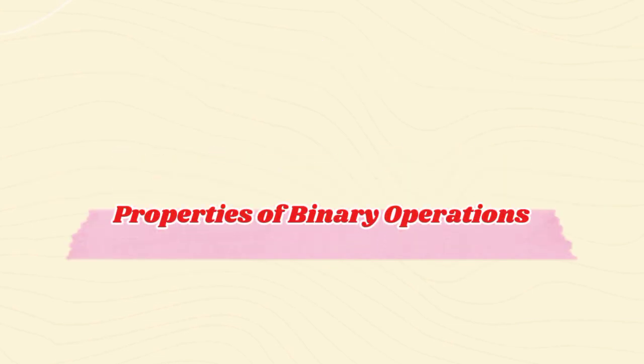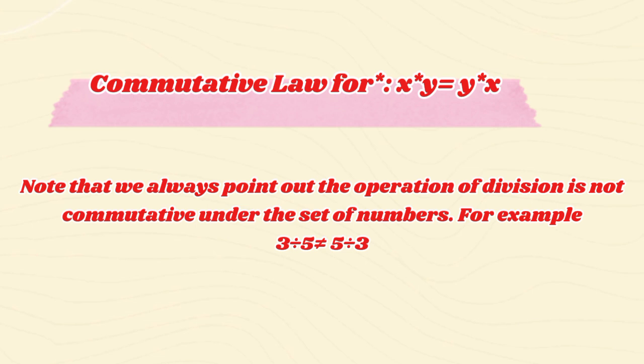We have the properties of binary operations. First, the commutative law for this symbol. Note that we always point out that the operation of division is not commutative under the set of numbers. For example, 3 divided by 5 is not equal to 5 divided by 3.